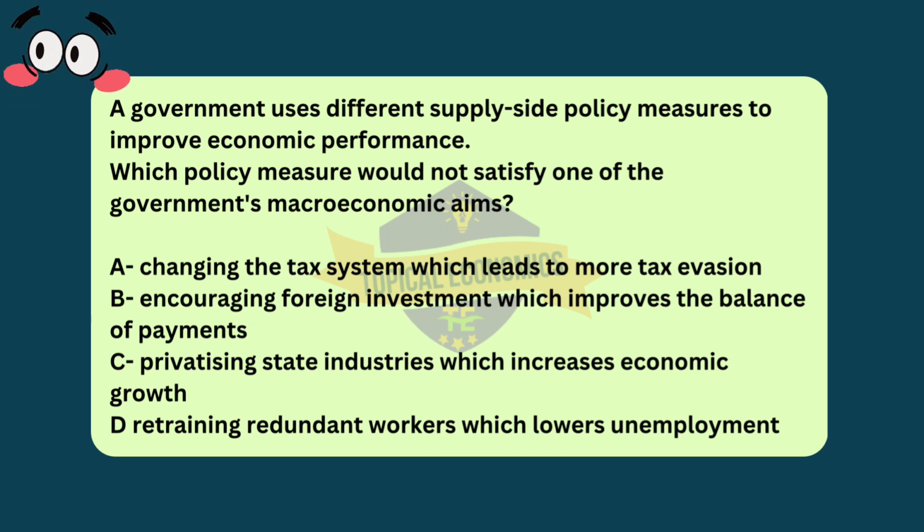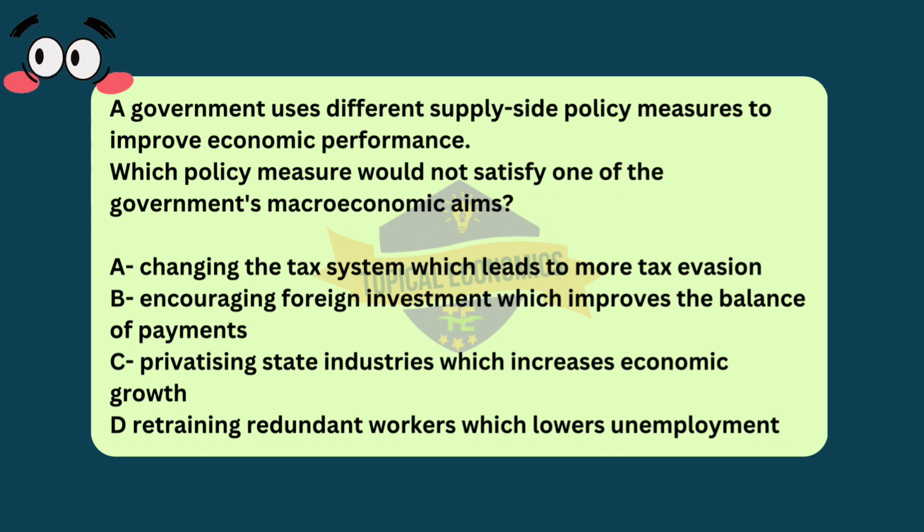The correct answer for this question is option A. Changing the tax system, which leads to more tax evasion. One of the government's main macroeconomic aims is to ensure stable and sustainable fiscal policy. A tax system that leads to more tax evasion undermines government revenues, which can negatively affect public services, welfare spending, and infrastructure investment. It also leads to inefficiency in the economy and can worsen income inequality. Therefore, increasing tax evasion would not contribute to macroeconomic objectives like growth, employment, or fiscal stability.